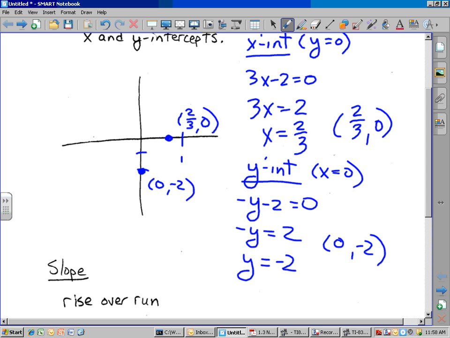Once you have 2 points, you can connect it up with a straight line. You have the graph. So, like I said, let's review. Graphing a line, x and y intercepts. Any questions?